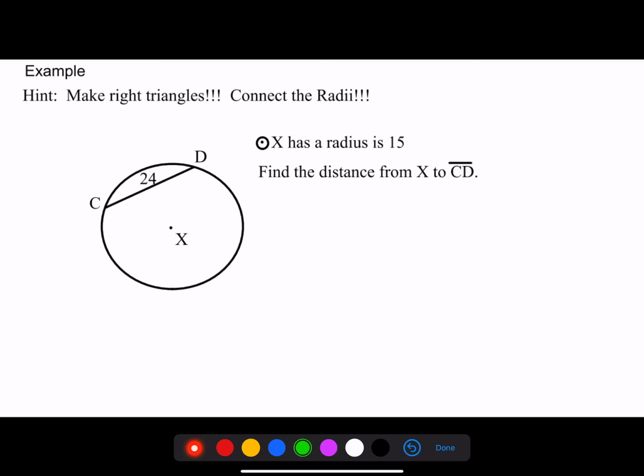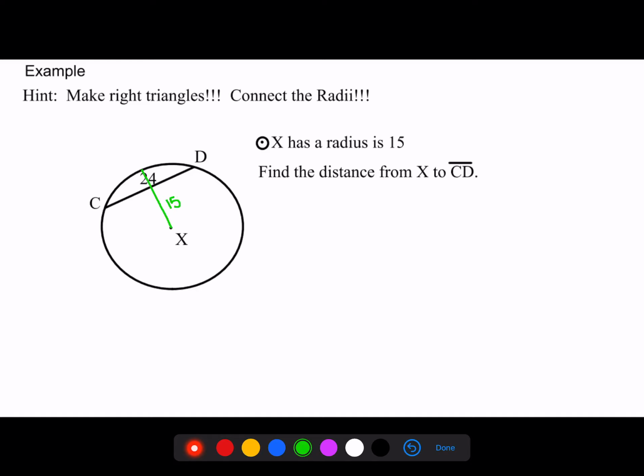All right, so let's go ahead and try this out. Hint: make right triangles, connect the radii. You see that circle X has a radius of 15. We want to find the distance from X to CD. So I'm going to go ahead and draw my radius here. My radius is 15.